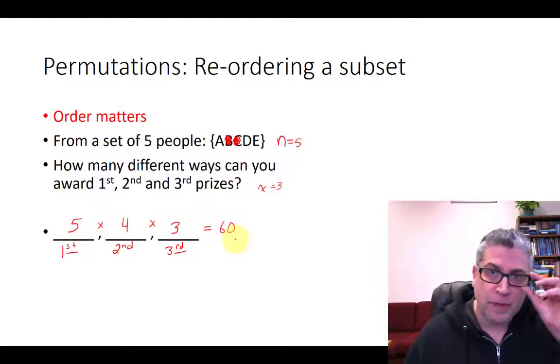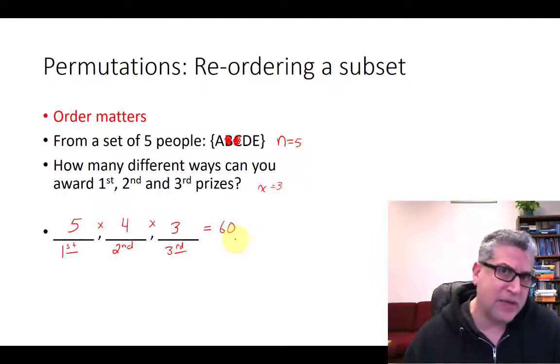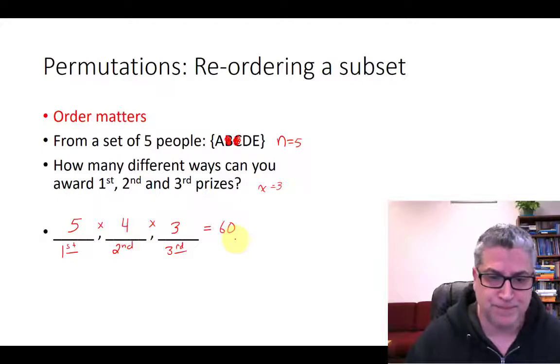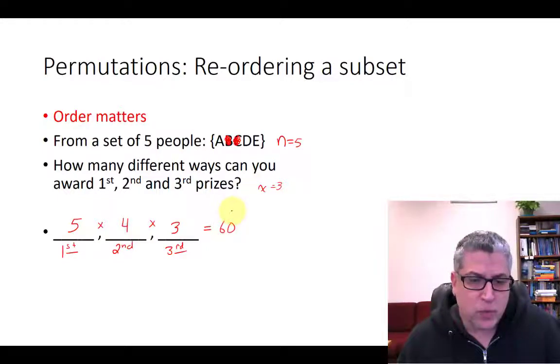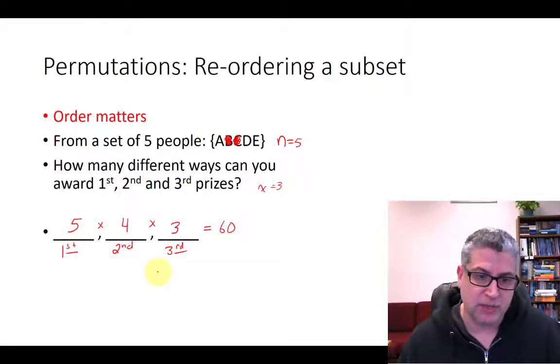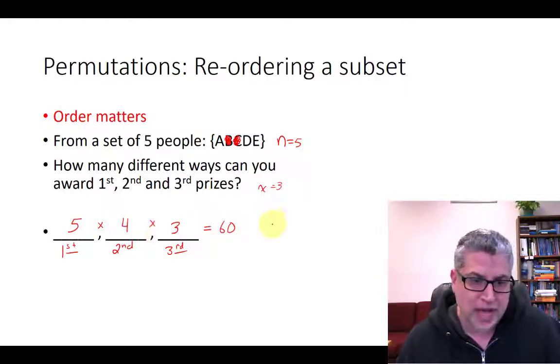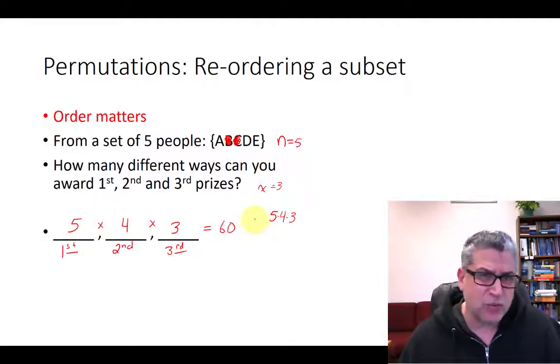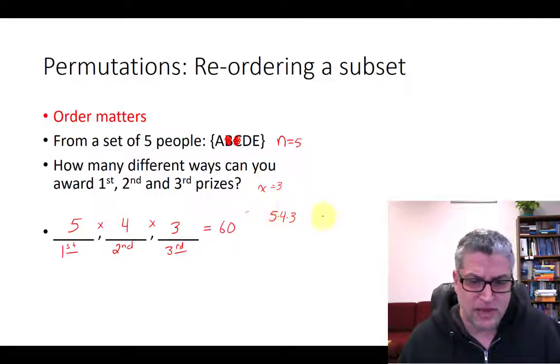But speaking of formula, can we come up with a general formula for how this works? Let's try this on for size. When we were trying to figure out all the different ways that we could order something, we had 5 times 4 times 3. That kind of sounds like what we had going on in the previous slide. That almost looks like 5 factorial.